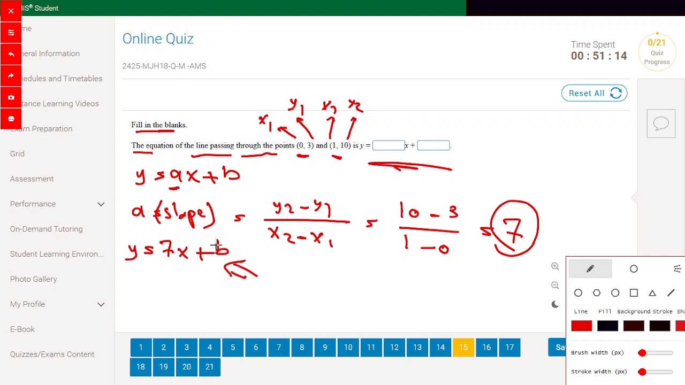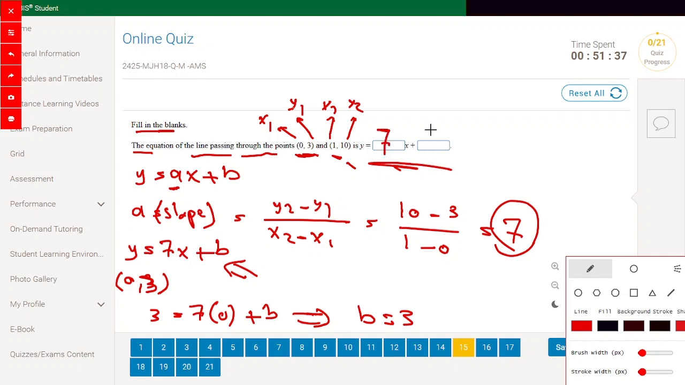Now we need to get b, so we'll take any of these points and substitute in the equation. So let's take 0 and 3. So 3 will be equal to 7 multiplied by 0 plus b. So b will be equal to 3. So the equation here will be y equals 7x plus 3. Okay.